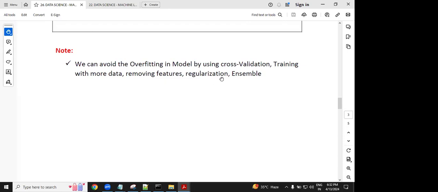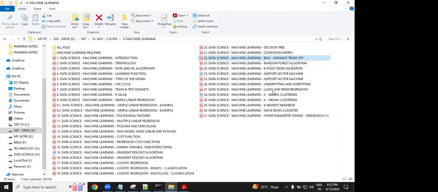Next one is regularization. Regularization means ridge regression and lasso regression. Repeating one more time, regularization means ridge regression, lasso regression. Now, I hope after this, that is the next topic. Where is that one, sir? Any idea?